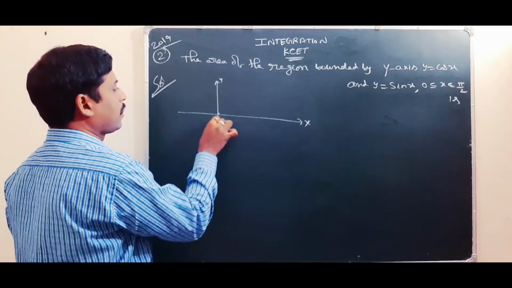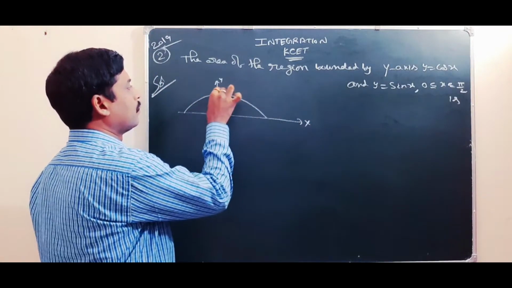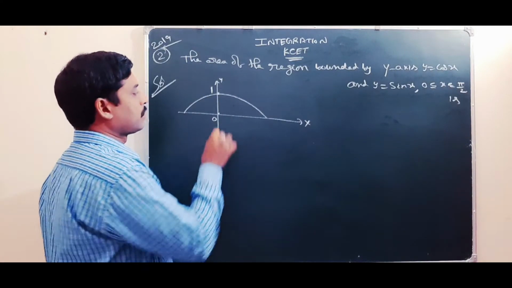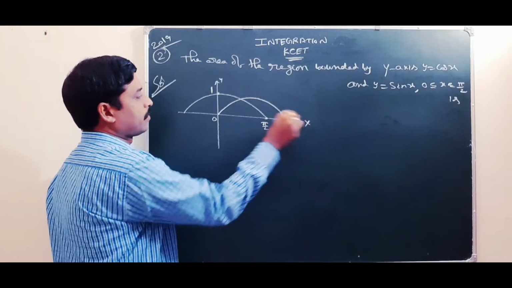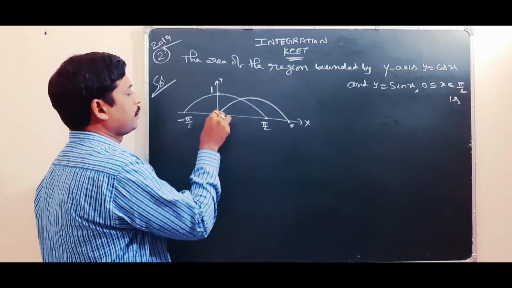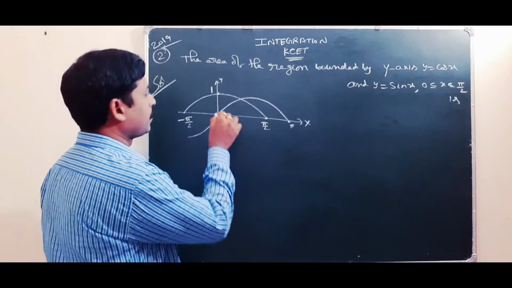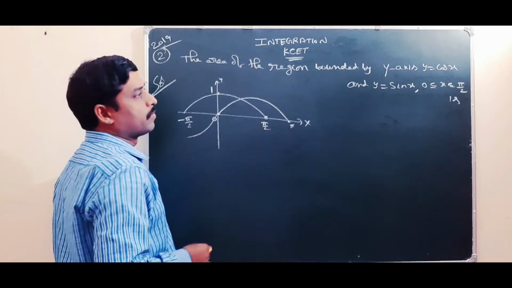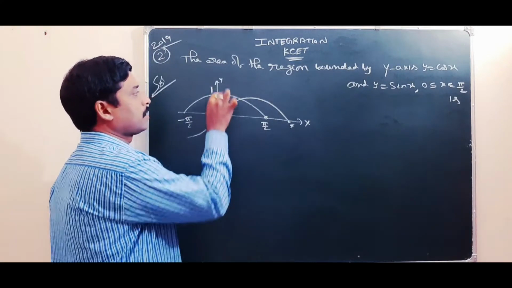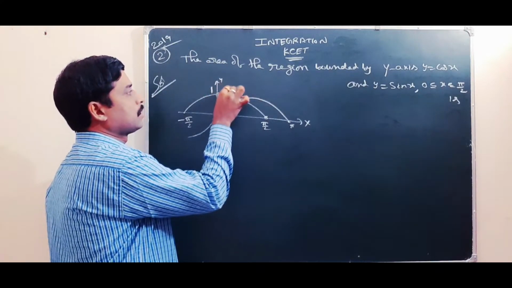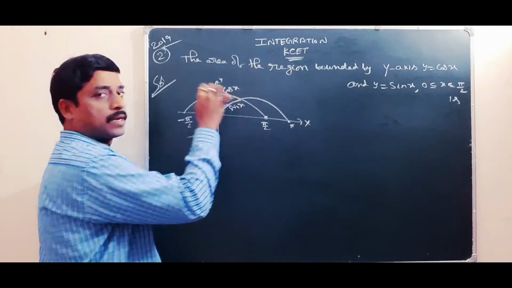Let us draw the x and y axes. Y is equal to cos x passes through 1. Y is equal to sin x passes through the origin. This is pi by 2, this is pi, this is minus pi by 2. Between 0 and pi by 2, we have to find the area of the region bounded by the y-axis, cos x and sin x. This part is the required area.